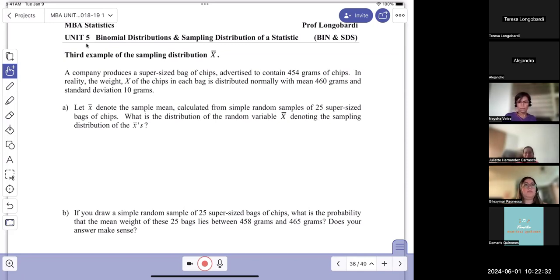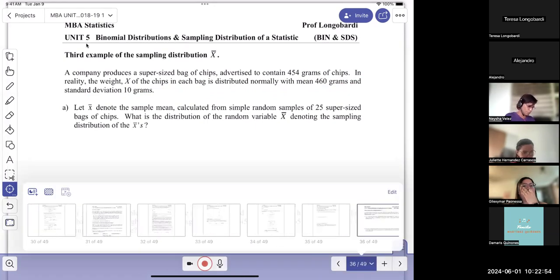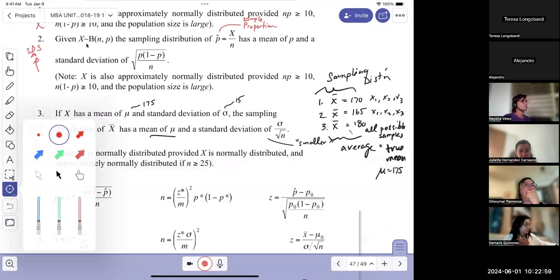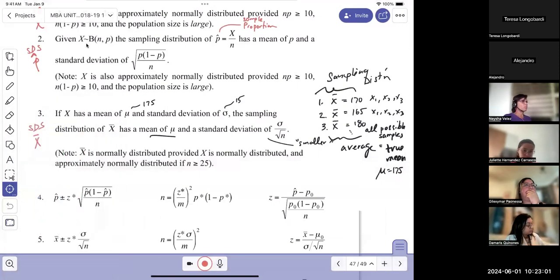Okay, all right. So a company produces a supersized bag of chips advertised to contain 454 grams of chips. In reality, the weight X, so that's the variable, of the chips in each bag is distributed normally with mean 460 grams and standard deviation 10 grams. Okay, so now this is asking us to consider, so we're going to apply this.